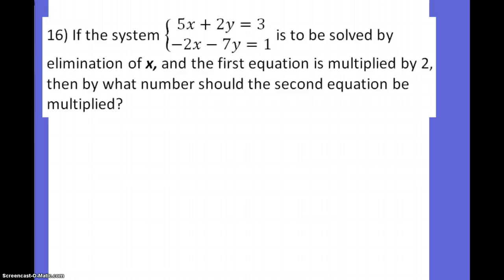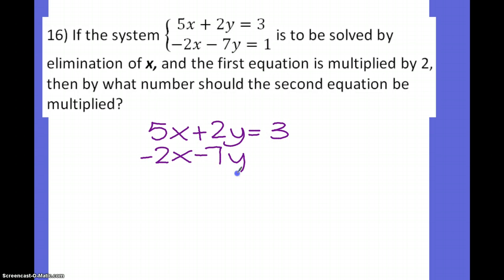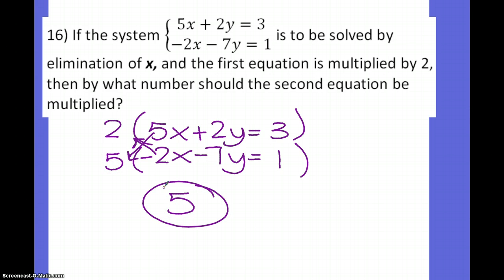If the system is to be solved by elimination of x, and the first equation is multiplied by 2, then what number should the second equation be multiplied by? The first equation, the top equation, is multiplied by a 2. Notice they brought the 2 up, so if we're bringing 2 up, that means we would need to bring 5 down. So the answer here would just be 5. You would have to multiply the second equation by 5.